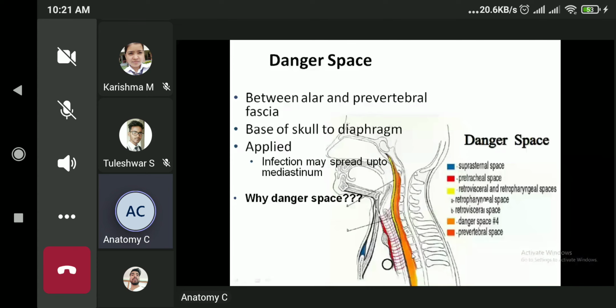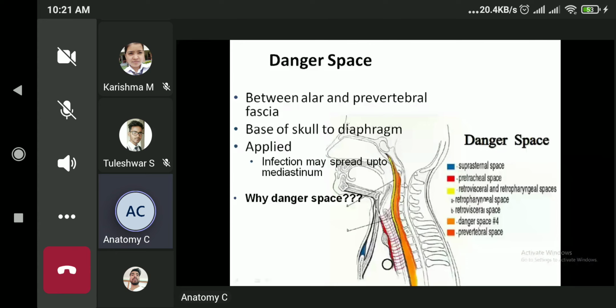Okay, so this danger space is present just behind the retropharyngeal space and in front of the prevertebral space. But remember, according to some authors, the danger space is considered itself a part of the prevertebral space only. So, for your concept, remember it is present between the retropharyngeal space and the prevertebral space.